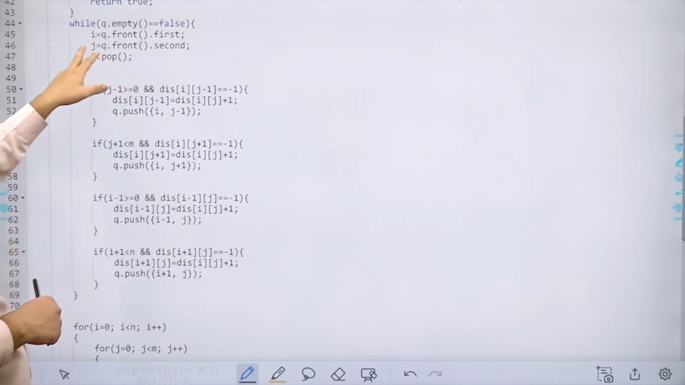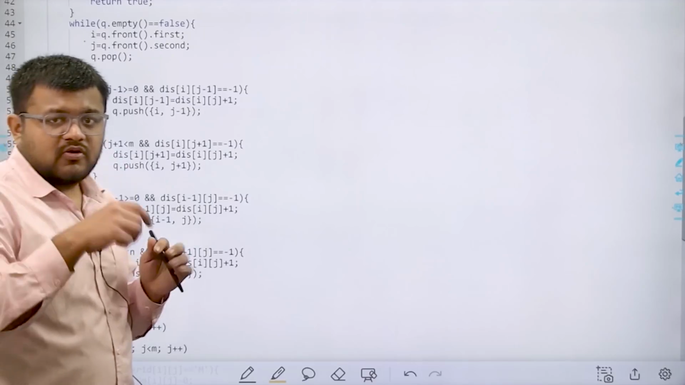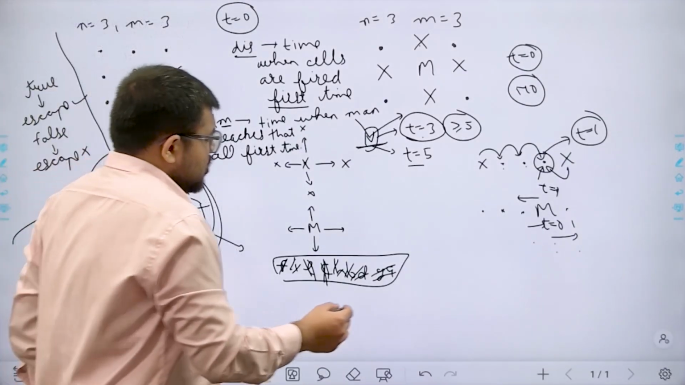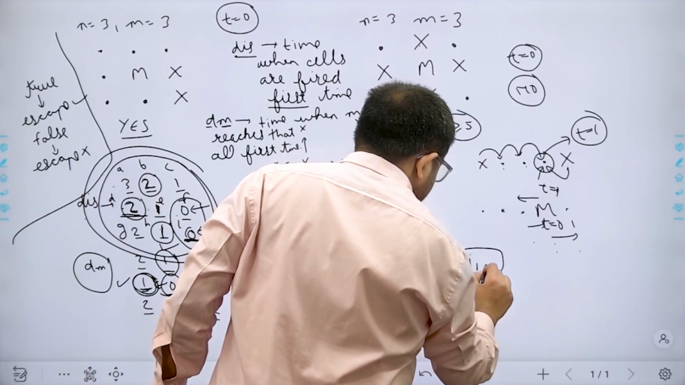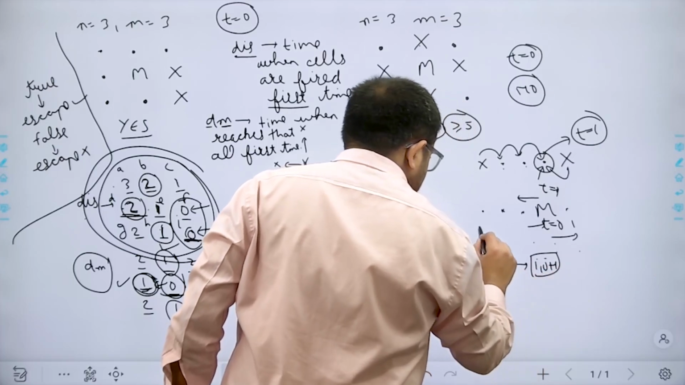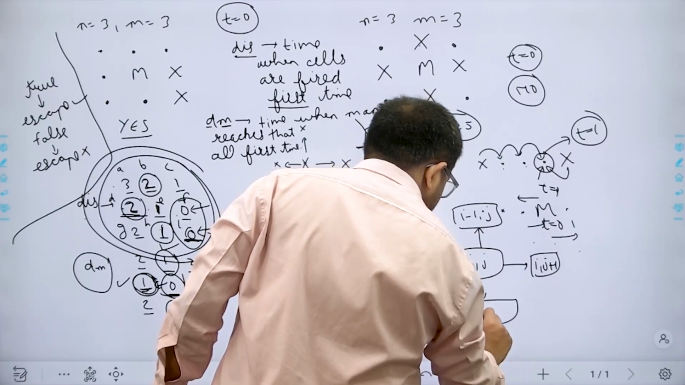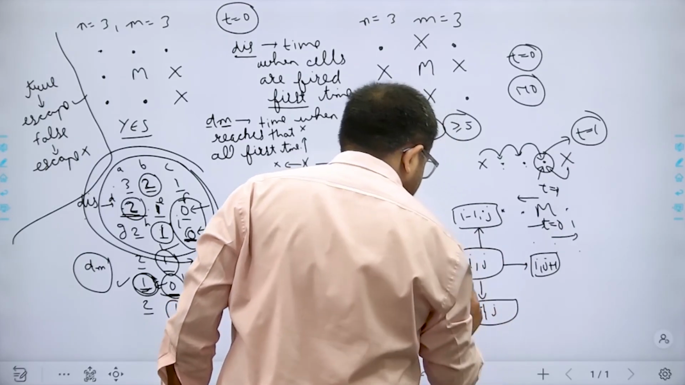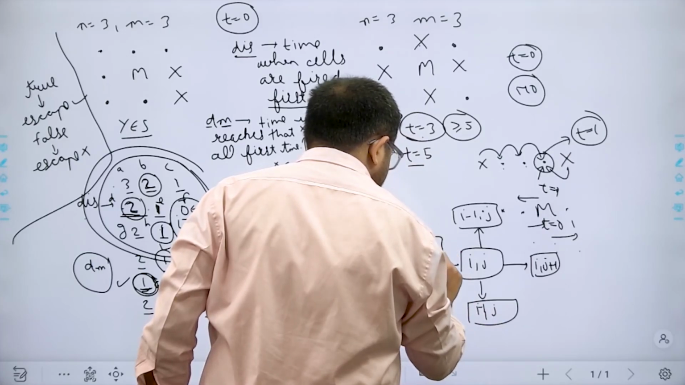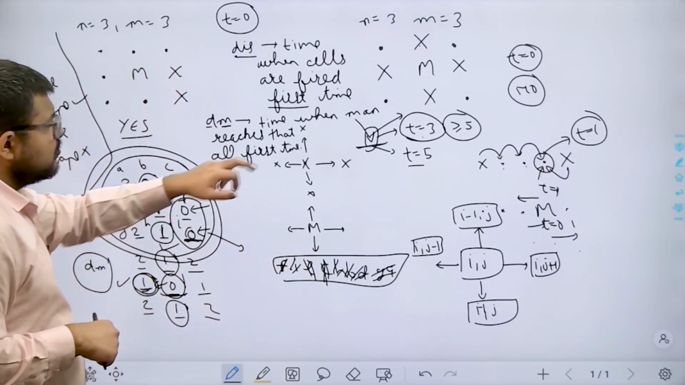Now, while Q is not empty, first of all take out the first element. I will store the row number and j will store the column number. Then I will pop out that element from the Q. Then for a particular cell ij, I can move right, that is i comma j plus 1. I can move top, that is i minus 1 comma j. I can move bottom, that is i plus 1 comma j, and I can move left, which is i comma j minus 1. So that is what I am doing. Also one more thing, how I did here, you can also do here.